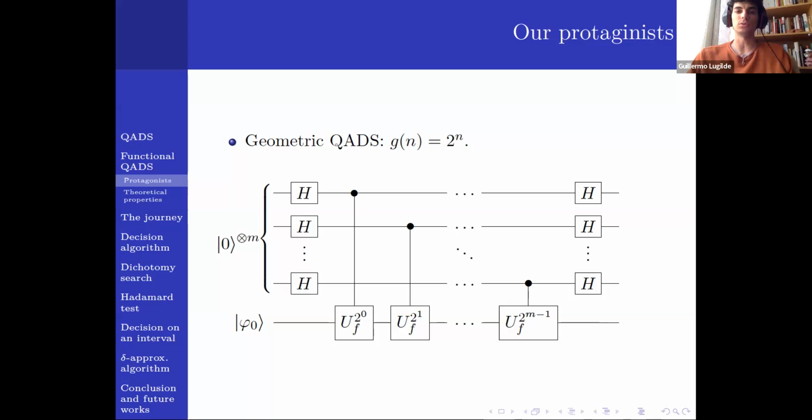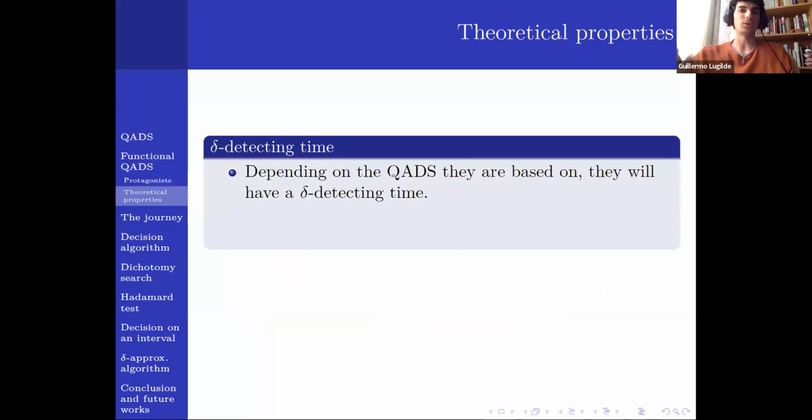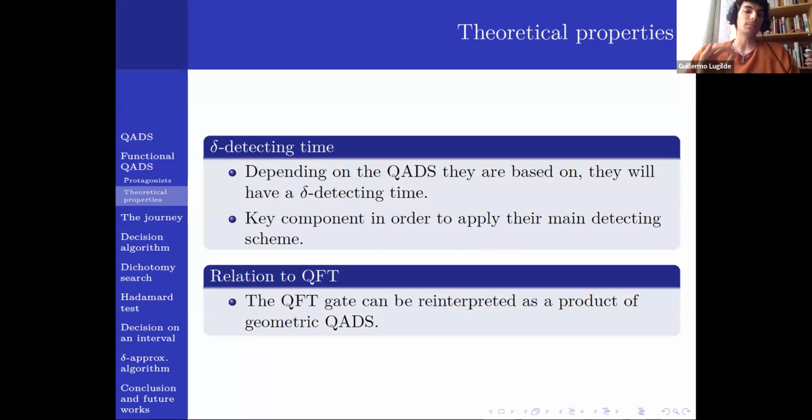But before getting into business, we cannot ignore the fact that functional QADS have a very interesting theoretical behavior. For example, depending on the QADS they are based on, they will have a delta detecting time, which was a key feature for QADS in order to apply their main detection scheme, which, let's not forget, was the original purpose of QADS. But the most interesting one is the fact that the quantum Fourier transformation gate can be reinterpreted as a product of geometric QADS. Let me show you how.